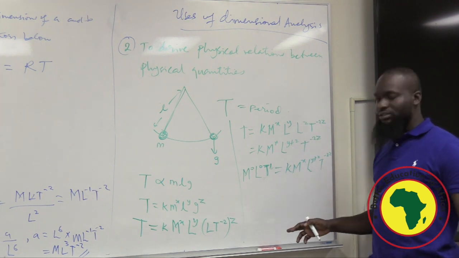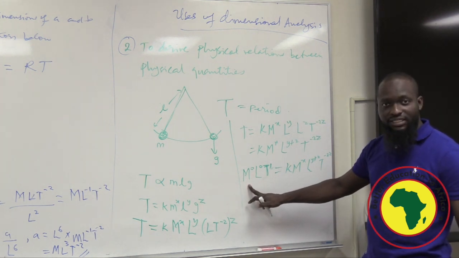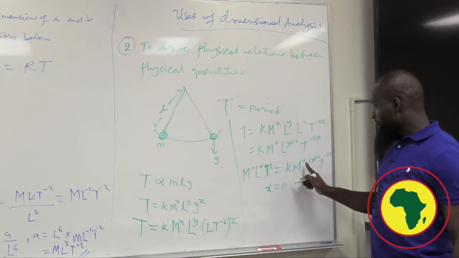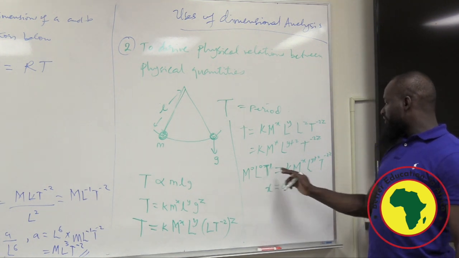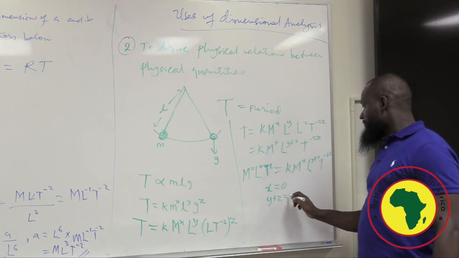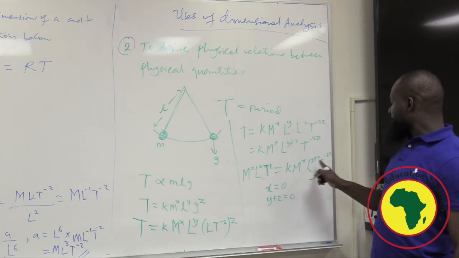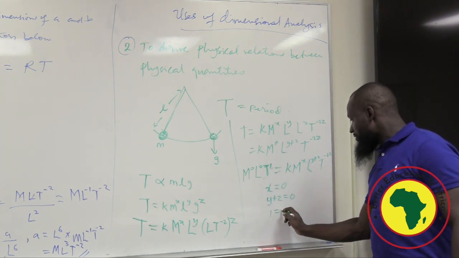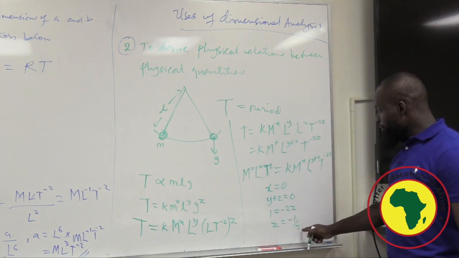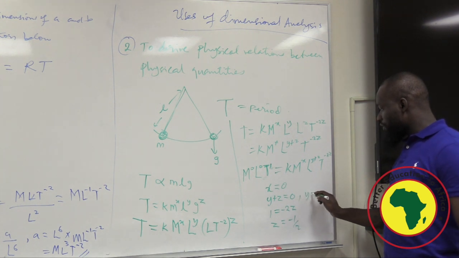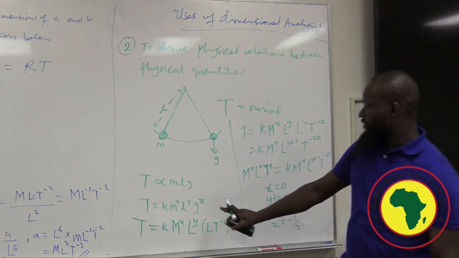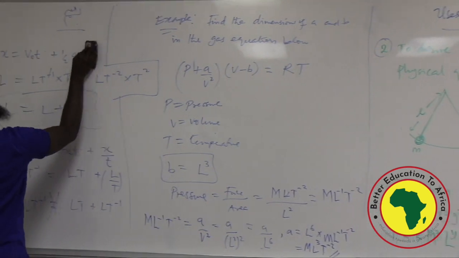Now I equate coefficients or powers. M is 0 on the left-hand side. M is X on the right-hand side. So X equals 0. L is 0 here. L is Y plus Z here. So Y plus Z is 0. T is 1 here. T is minus 2Z here. So 1 equals minus 2Z, and from here Z is minus half. If I put Z as minus half here, Y minus half is 0, so Y is half. So I have gotten X, Y, Z.